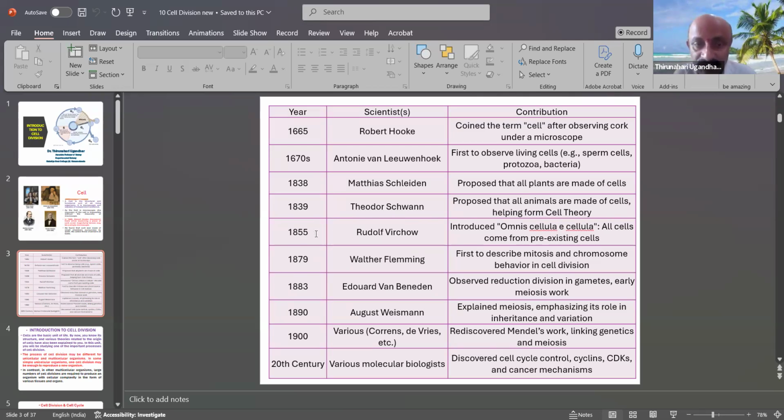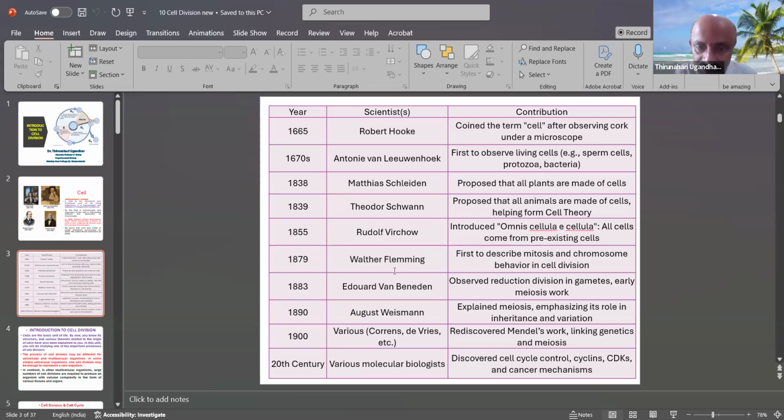In 1855, Rudolf Virchow introduced omnis cellula e cellula: all cells come from pre-existing cells. It is an important role in genetics. Every cell originates from a pre-existing cell, and qualities are transferred from the parental to the daughter generation. That theory is also called the germ theory.